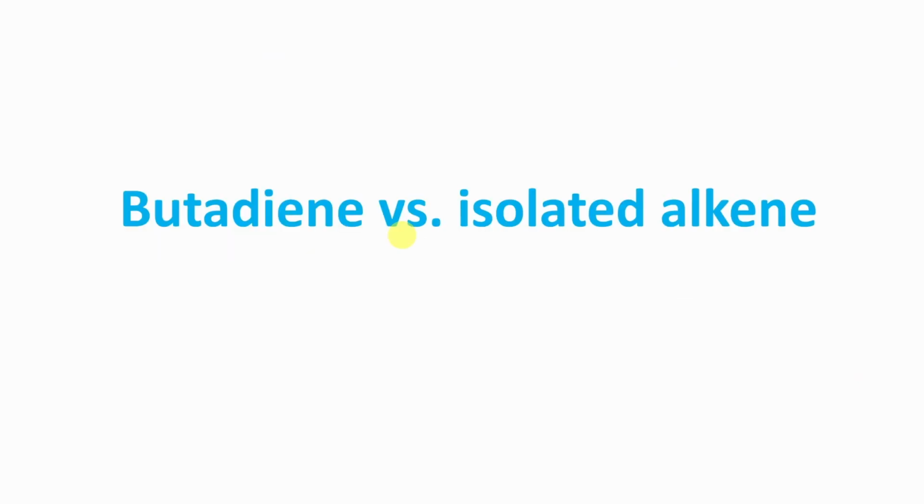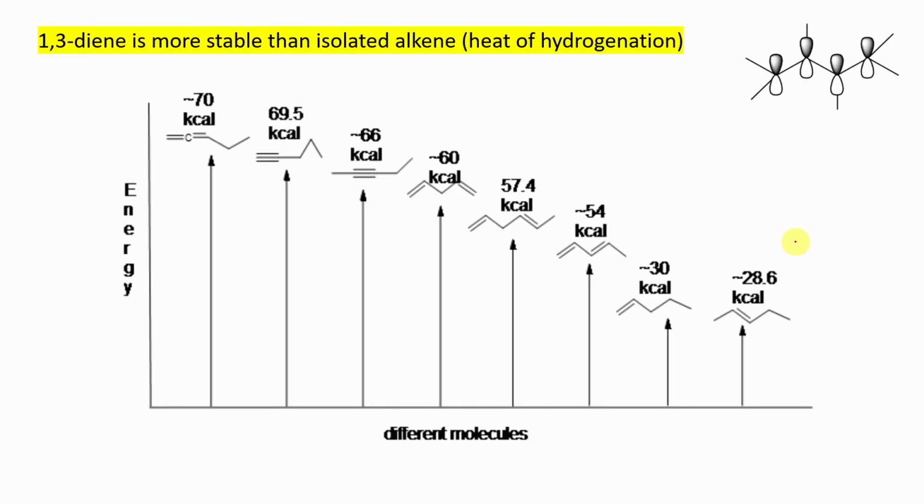Now let's go to our second example, that is butadiene versus isolated alkene. We know butadienes are more stable compared to isolated alkenes, because in case of butadiene, I mean CH2=CH-CH=CH2, there is a conjugation among the pi bonds or p orbitals. Conjugation means stabilization, so that's why butadiene is more stable. And with respect to a single alkene, butadiene, or 1,3-diene, more specifically, it's not butadiene here, it's a 5 carbon 1,3-pentadiene. So this is more stable.